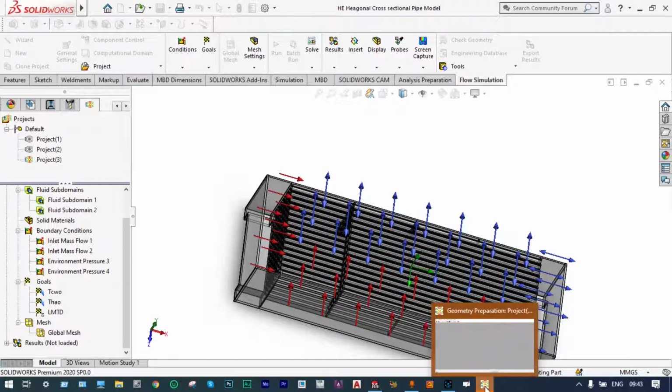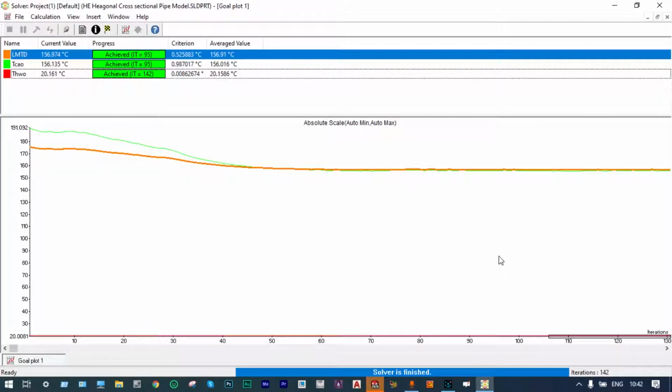Solve window has already started iterations. Let the iterations move on. Whenever it is finished, you will see the results and go for detailed analysis. The solver is finished and you can see the result is converged. And after 142 iterations, we got the temperature at the cold air outlet as 156.135 degrees centigrade, and temperature at the water outlet is 20.16 degrees centigrade.